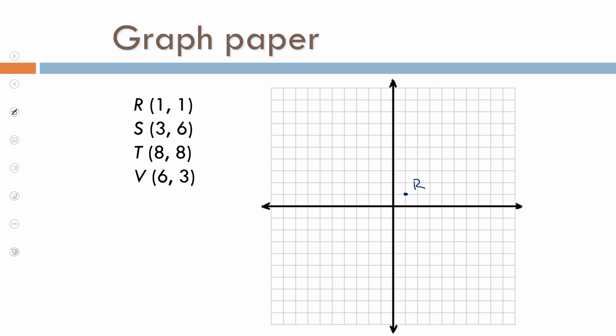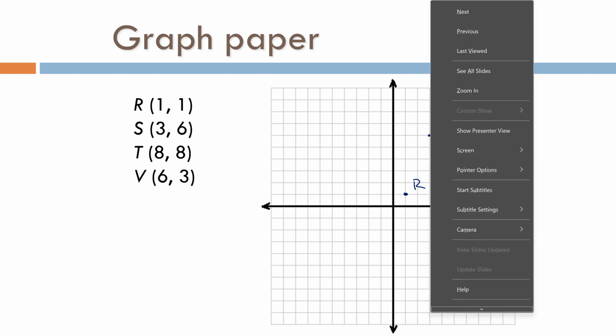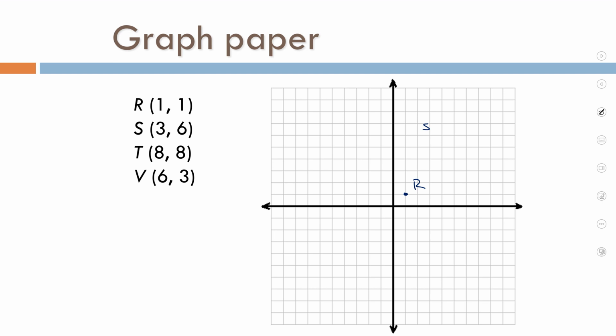R. 1, 2, 3, 4, 5. 1, 2, 3, 4, 5, 6. S. T. 8, 8. 1, 2, 3, 4, 5, 6, 7, 8. T and U. 6, 3. 1, 2, 3, 4, 5, 6. 1, 2, 3. U.